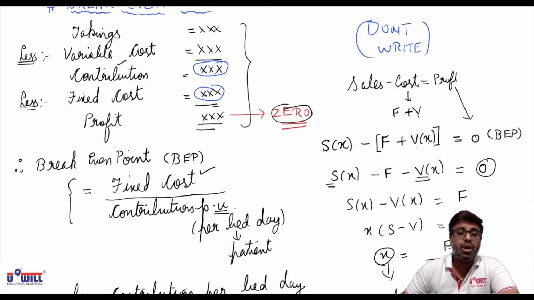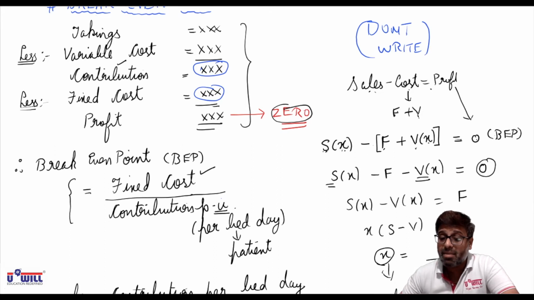Okay. So just for understanding, you don't have to write it, but I will explain it one more time so that you remember the formula. Sales minus cost is profit. Cost is of two types, fixed cost plus variable cost. Total sales revenue would be selling price per unit into X units sold, minus fixed cost, which will be simply F because it doesn't depend on the number of units. Variable cost will again be variable cost per unit into X units produced and sold. And at the break-even point, the profit is 0.